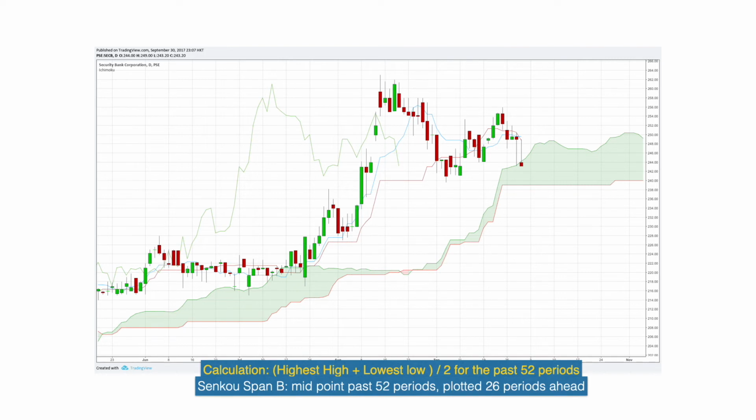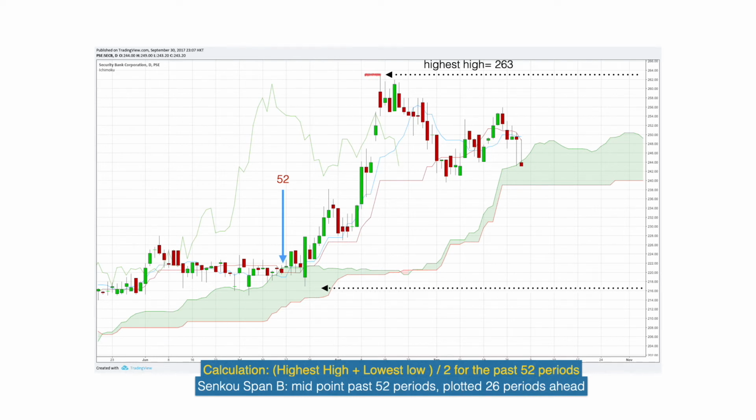The Senkou span B is usually flat because it represents prices over a longer time period. Let's compute for the Senkou span B value in this chart. This candle is the 52nd period from the last candlestick. The highest high is 263 while the lowest low is 217. We add these two values and then divide the sum by 2 to get the Senkou span B. So we have 263 plus 217 divided by 2 is 240.